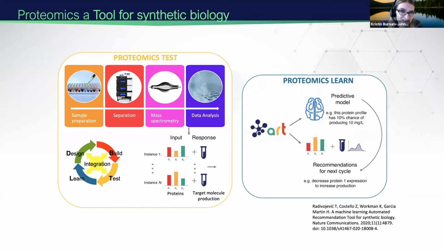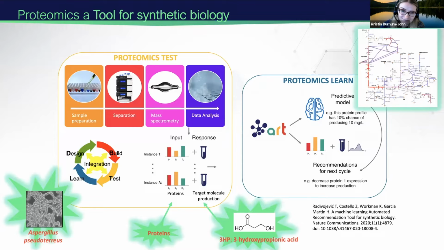So let's discuss proteomics as a tool for synthetic biology, putting this in context with our Aspergillus pseudoterius. So again, our goal is to make high amounts or titers of 3-HP. We design, we build, and then we use our proteomic workflow to test a suite of engineered mutants. This results in us knowing the protein abundances for each engineered mutant. And we also quantify the response or titer of 3-HP for each engineered mutant.